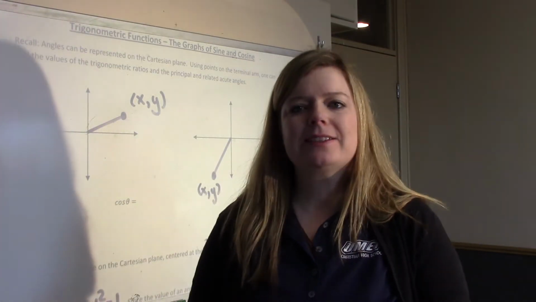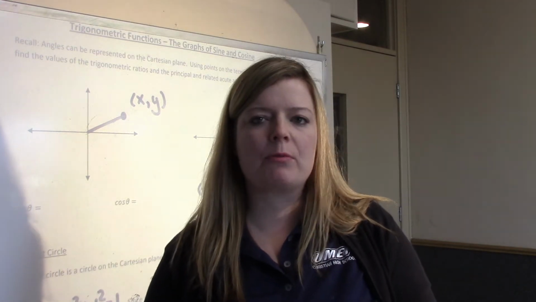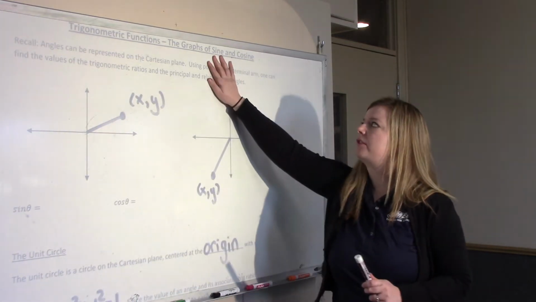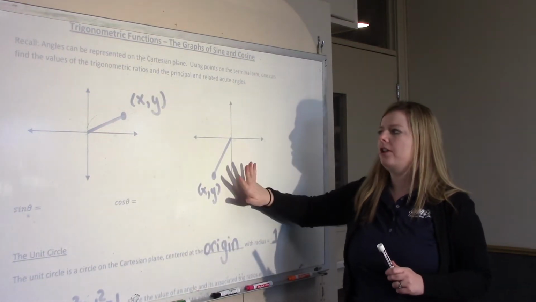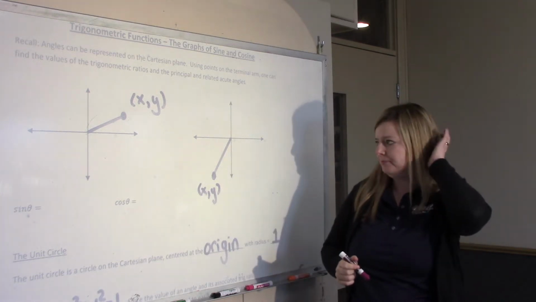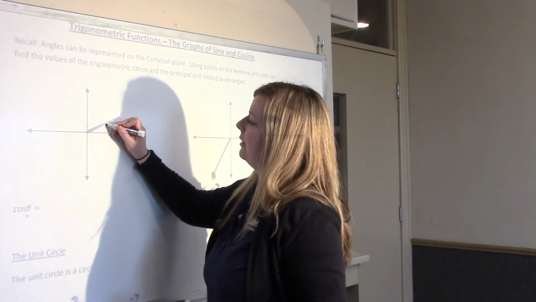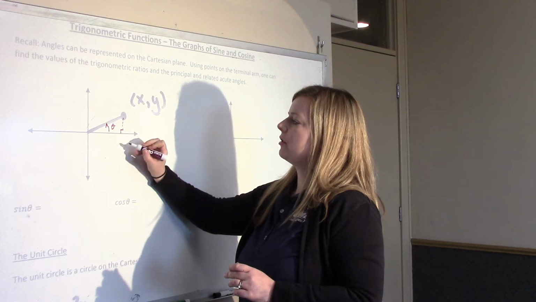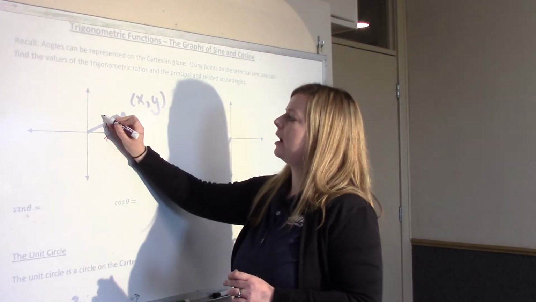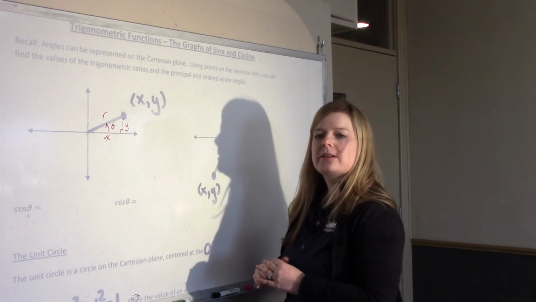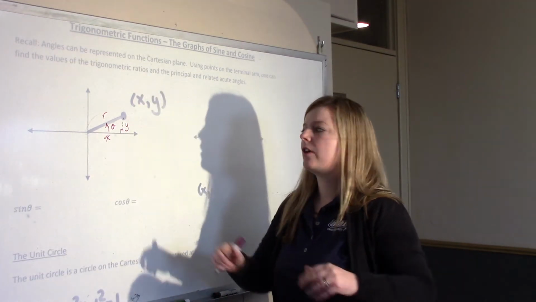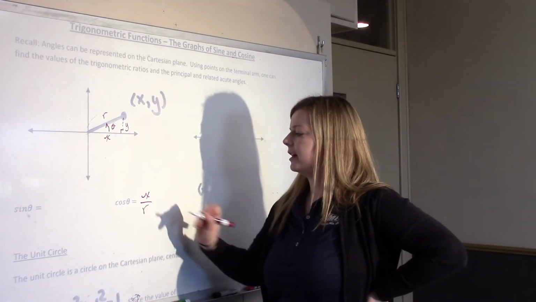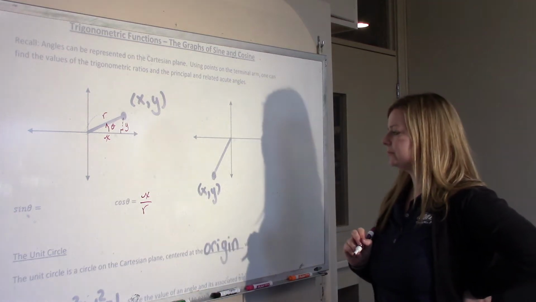Okay guys, so you've already mastered the graphing of the sine curve, so now we're moving on to the cosine curve. So go back to the first page of this note, the graphs of sine and cosine, and recall that we can represent theta on the Cartesian plane. Here, theta. So when you drop down and make your right triangle, this is x, this is y, and this is r. Cos is adjacent over hypotenuse. So the x value is adjacent to theta, and r is the hypotenuse.